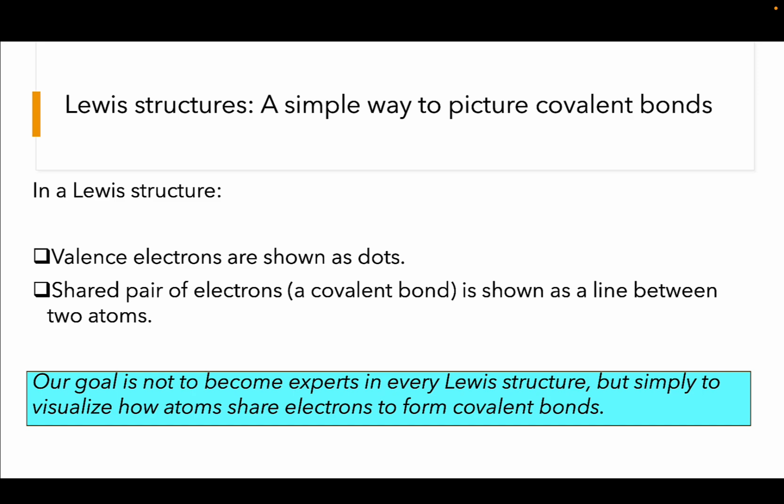In our Lewis structure, valence electrons are going to be shown as dots. Shared pair electrons, which is a covalent bond, are going to be shown as lines between atoms. So again, lines, that's our covalent bond. Dots, those are extra lone pair electrons. And again, for this course, the goal is not to be able to predict complicated Lewis structures, but just to visualize how atoms are able to share electrons, form covalent bonds, and make discrete molecular packages.